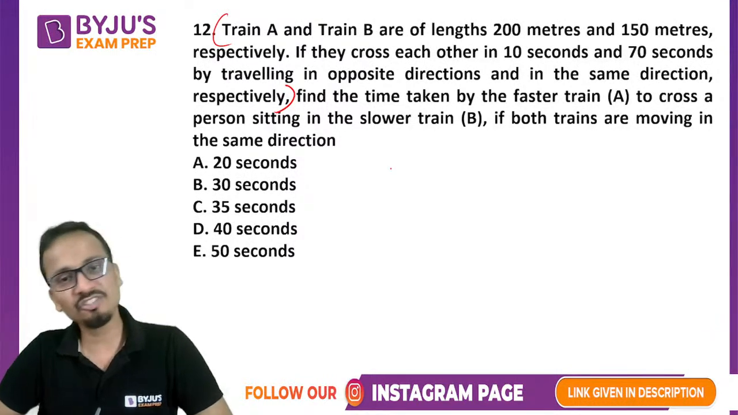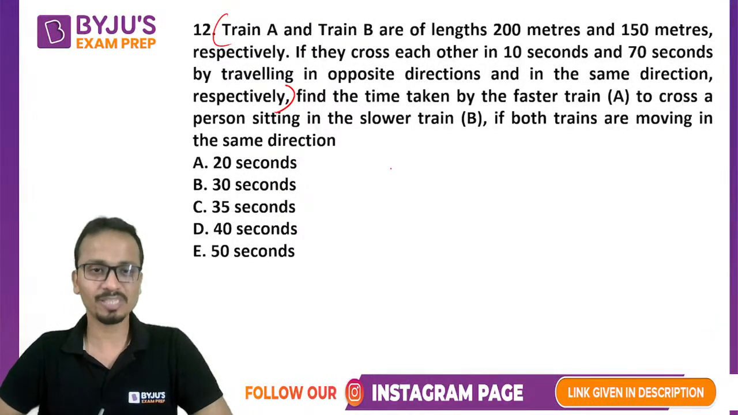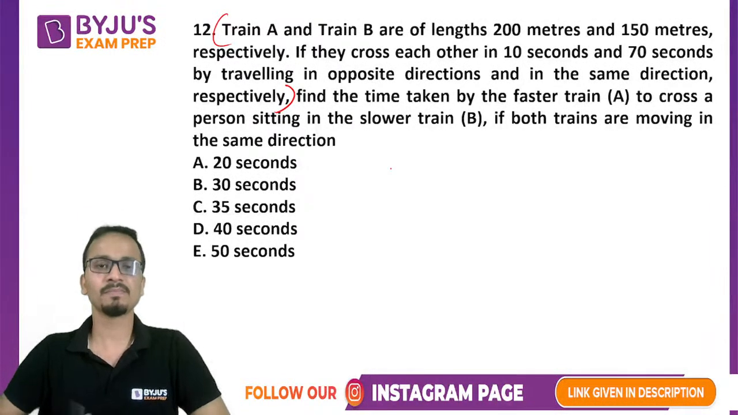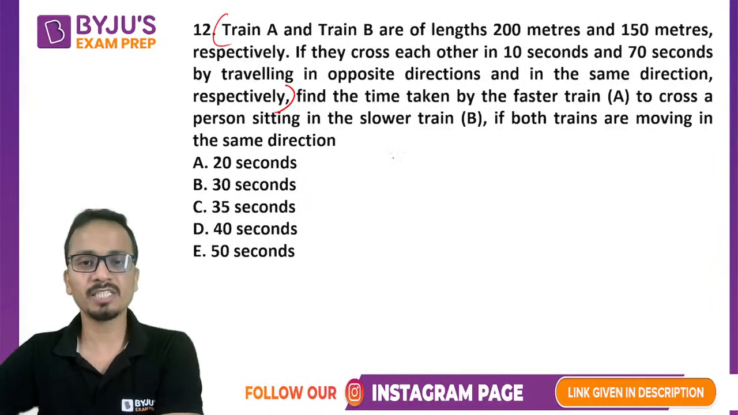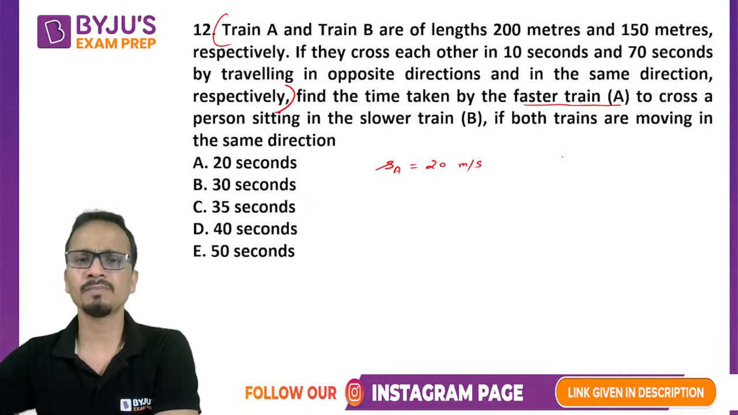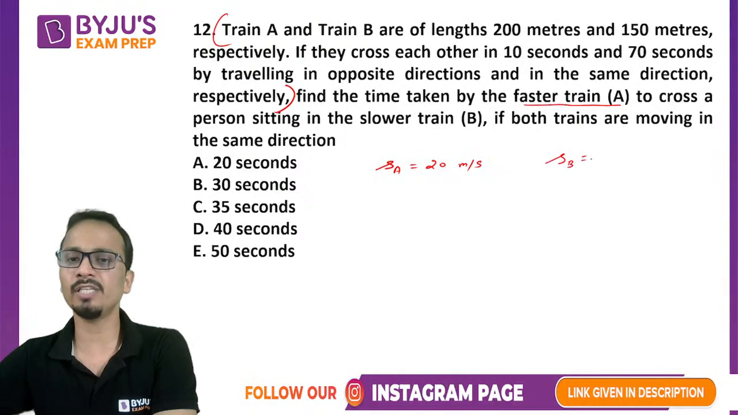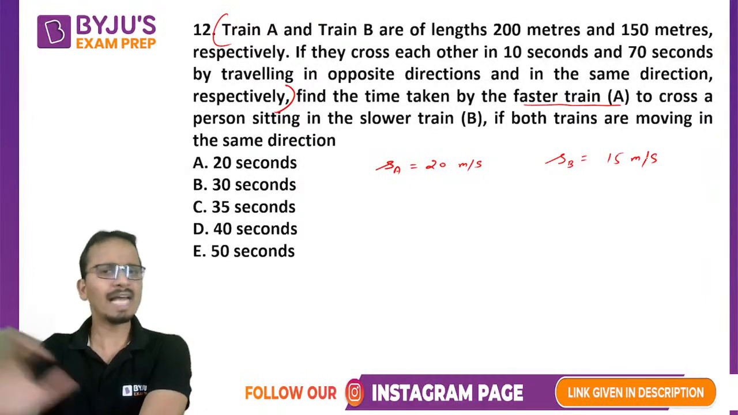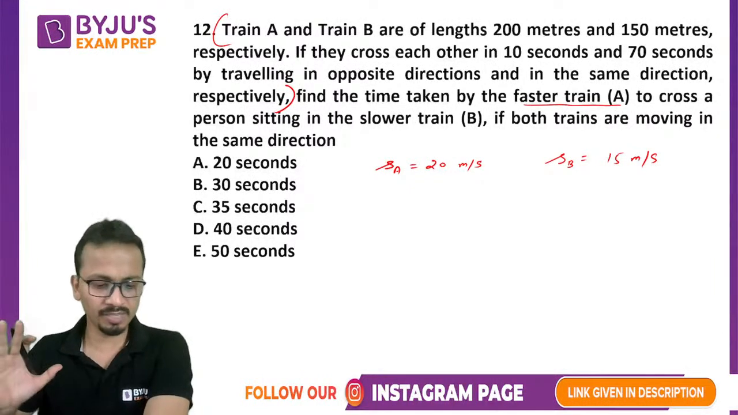Now, this is a tricky question, right? The statement is a little tricky, in what they are asking you to calculate. From the previous question, we have determined that the speed of train A, which is the faster train given in this case, is 20 meters per second, and the speed of the second train, the slower train, is 15 meters per second. We have already calculated this part in the previous question.